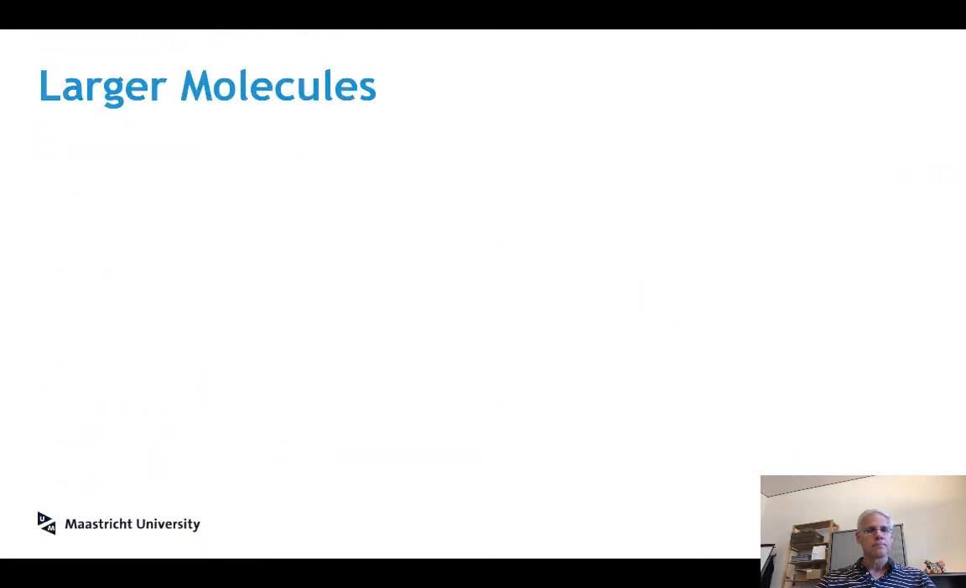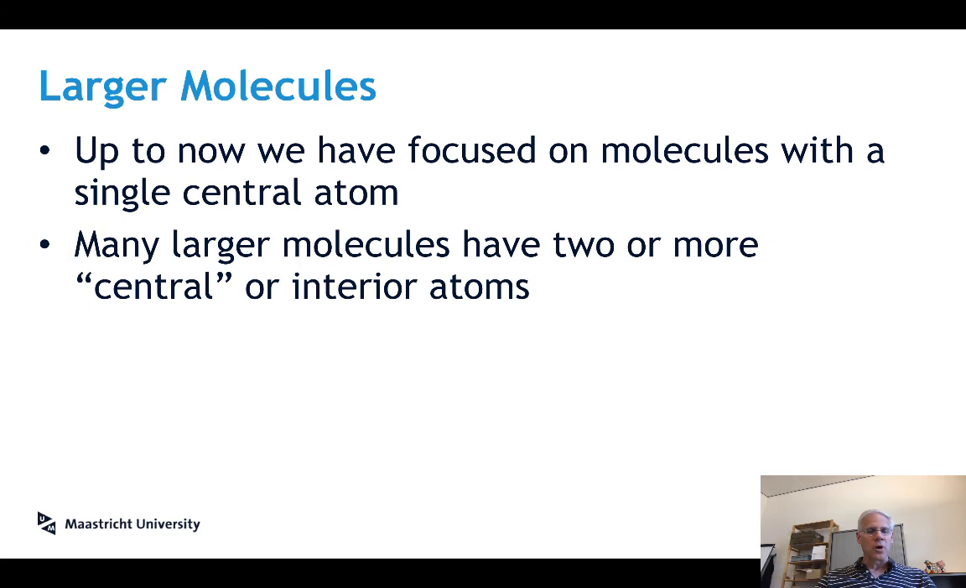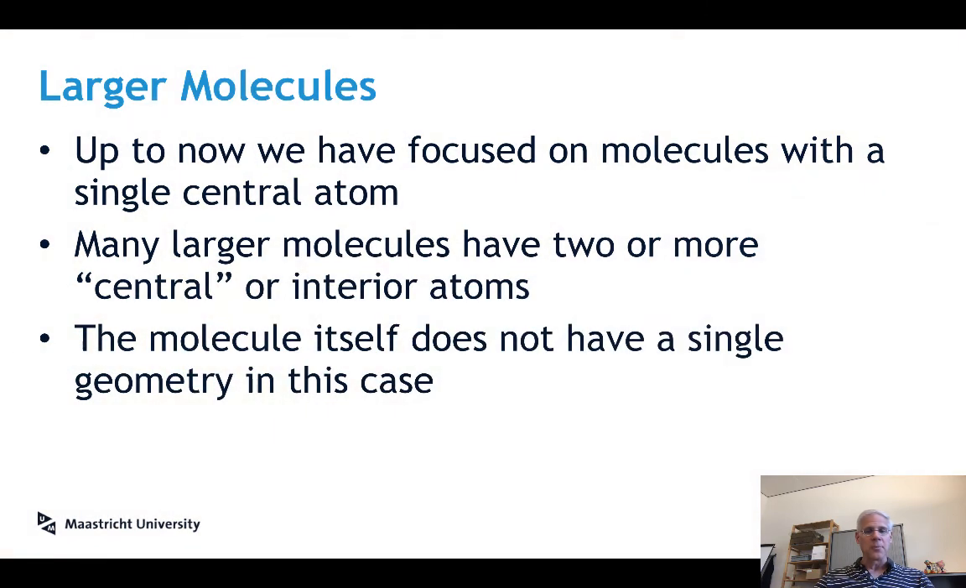Now, if we go into larger molecules, we're not going to see this very much. I did not go through this in the regular lecture. But sometimes you can have two or even more central atoms. A lot of times we'll just start calling those interior atoms. You see this in organic molecules primarily. And in these cases, you don't have a single molecular geometry. Instead, what you have is a particular geometry around each individual interior atom.